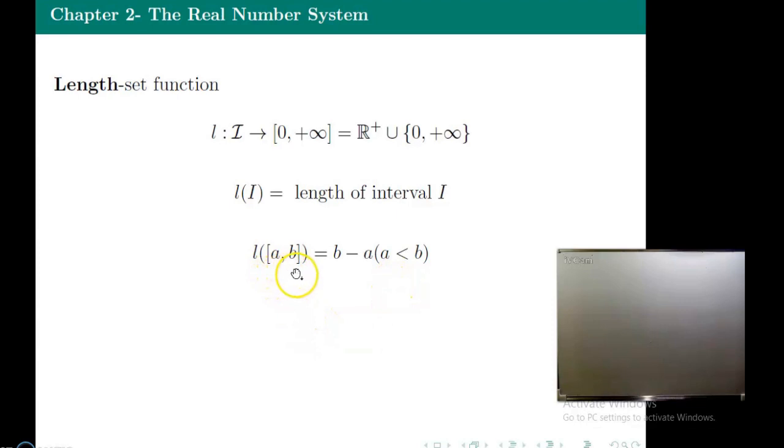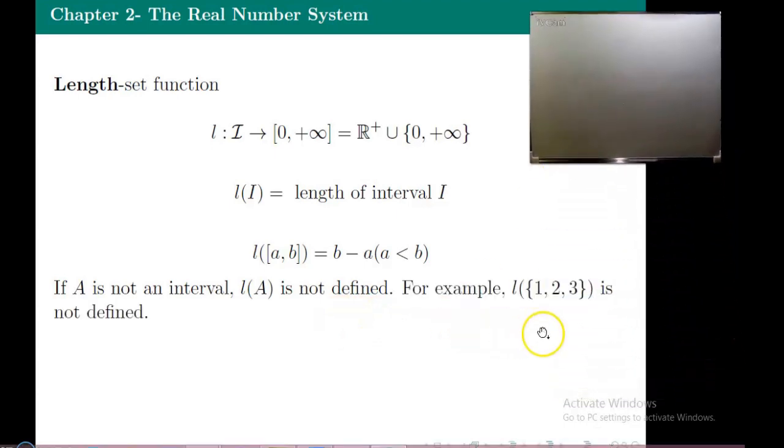Now what about if this is not an interval? Can we still get the length of this set if it's not an interval? So if A is not an interval, therefore the length of A is not defined. So it is not defined. Just like for example, if we have here the length of this set 1, 2, and 3 is not defined. It should be for the length, the domain should be the collection of intervals.